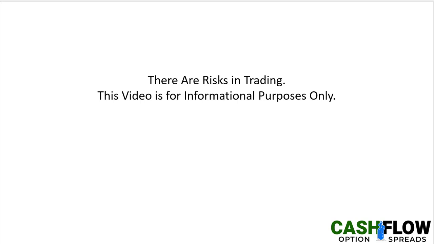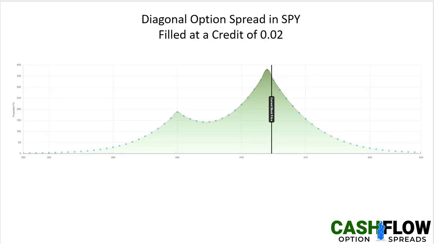So with that being said, I'm just going to jump right into the trade because it is a very interesting scenario. First of all, this is a diagonal option spread in SPY. And I was filled at a credit of 2 cents on a rather large lot size, actually several trades. And this specific one, rather large lot size, credit of 2. And what you're looking at is a projection graph of this trade as of expiration.